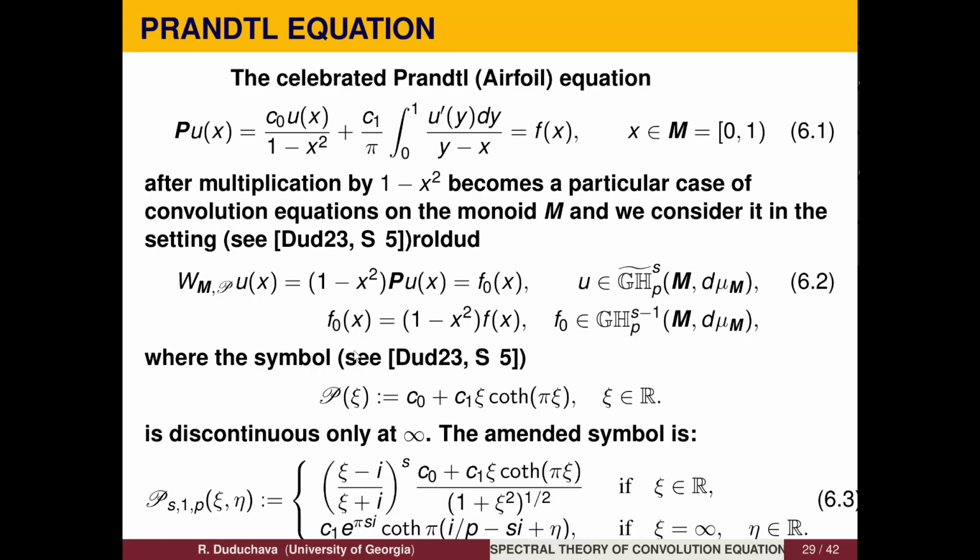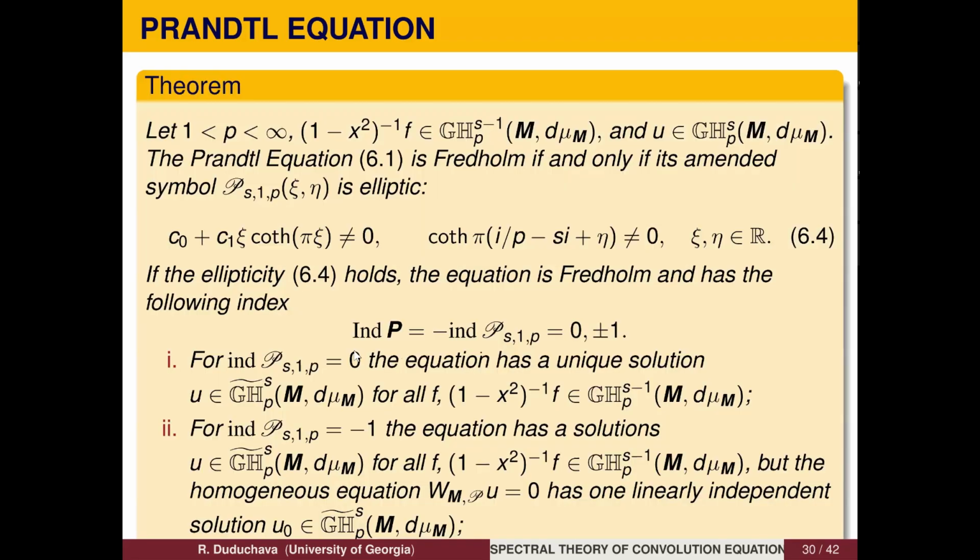In this case, the setting is here. In the equation we have to multiply by 1 minus x squared. This equation becomes a convolution on a submonoid. And here is written the amended symbol. It's non-trivial now. For the amended symbol, we have to connect it at infinity. This symbol itself has a discontinuity at infinity, and especially after lifting, even if it was continuous from the beginning, now it becomes discontinuous. So we need to amend this symbol, and the amended symbol is written. And we have this full theorem then.